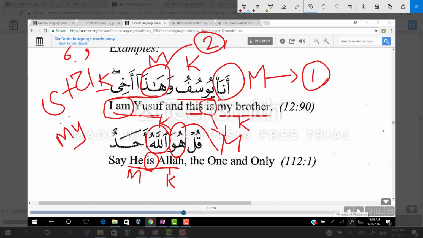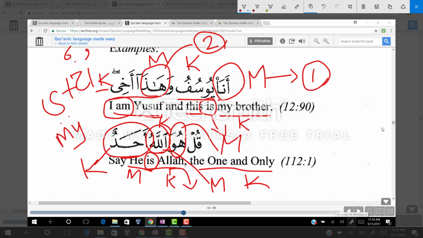There is one more nominal sentence in the same ayah, which is Allahu ahad. Here again Allahu is the mubtada because it's a marifa. Allahu is Allah's proper name. It starts with al. This is the mubtada, and ahadun is the khabar here. Allah is the one and only, so this is the khabar. So there are two nominal sentences in this ayah.